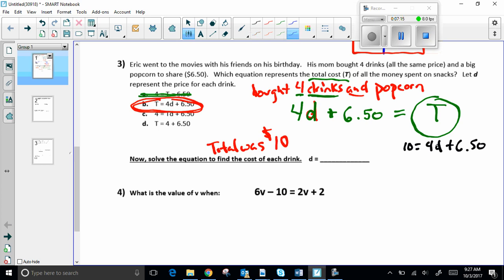So from here, 4 times D plus 6.50, I'm going to take care of any addition or subtraction first. I'm going to do the opposite of add 6.50. So I'm going to subtract 6.50 on both sides. Okay, so this cancels out, and now I get 4D is equal to 10 minus 6.50, so that's $3.50. From here, I will divide by 4.